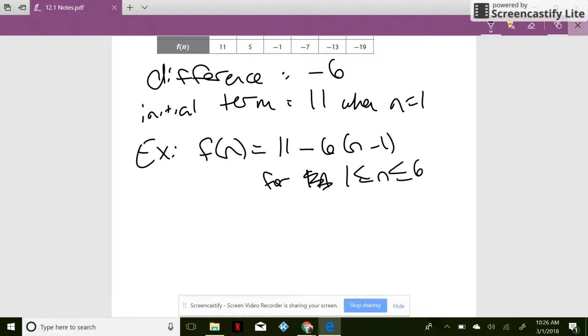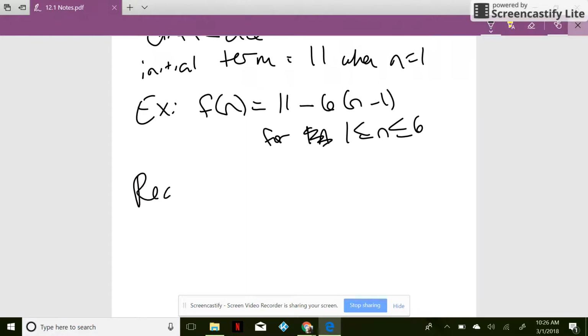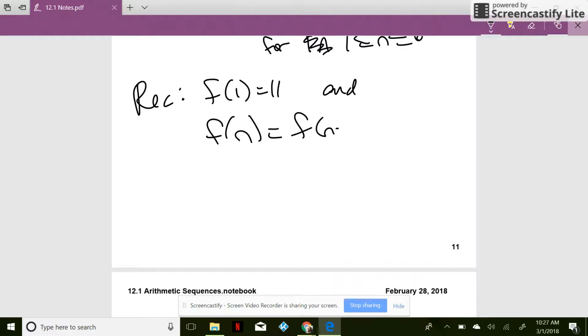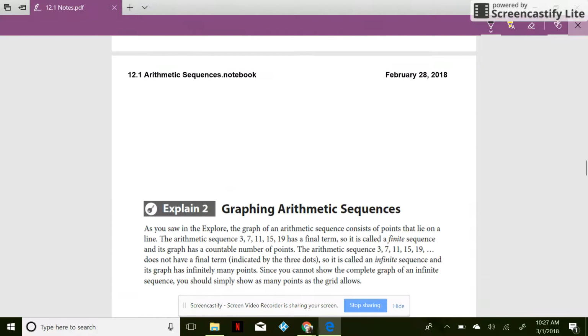And then our recursive, we say the initial point, so f of 1 is equal to 11. So then our new function, f of n is equal to f of n minus 1, the previous position, minus 6 for our difference. And then we're picking values between 2 and 6.